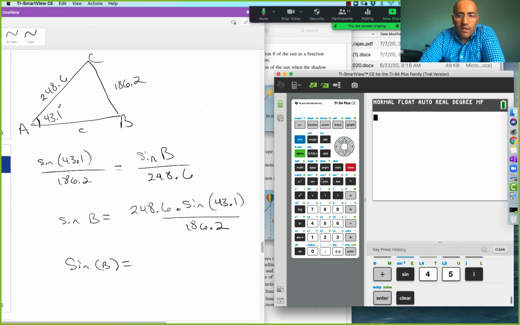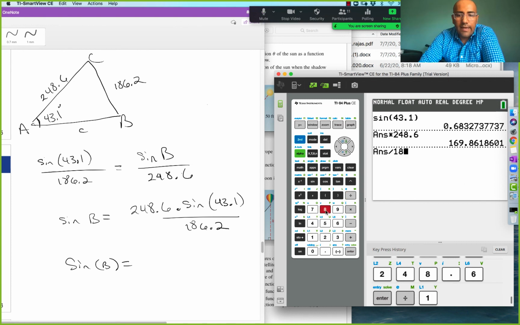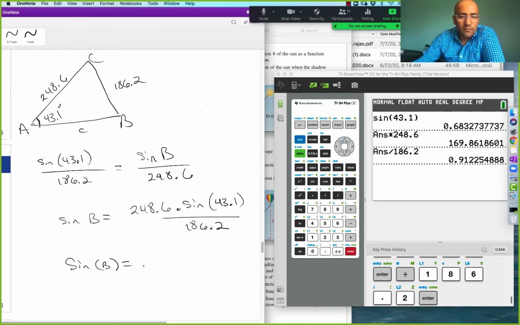Clear. So sine of 43.1 degrees, enter, times 248.6, enter, divided by 186.2, enter. So we get this, 0.91225. So that's what I'm trying to solve here. When does this give us a true statement? We're trying to find an angle such that sine of that angle equals this decimal.